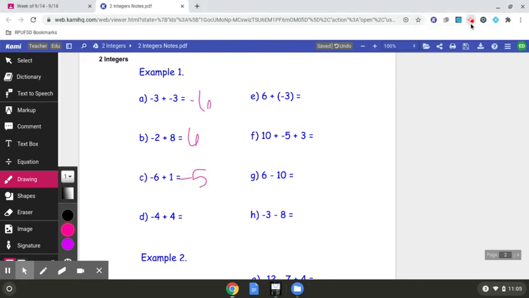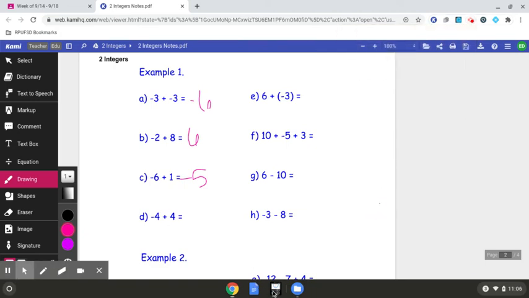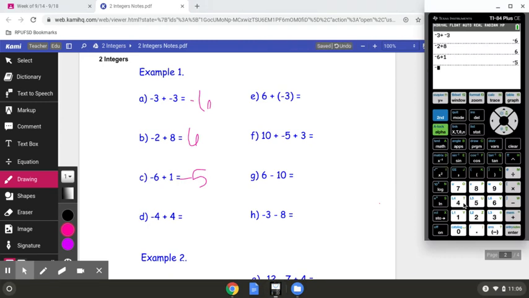Hold on, the bell's going to ring, so I'm going to spare you the ringing of it. So I'm going to pause. Okay, so we're back.